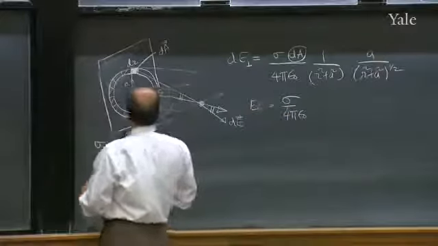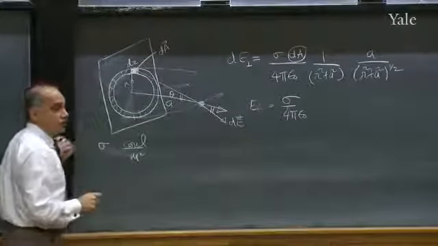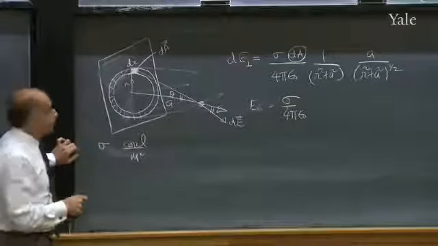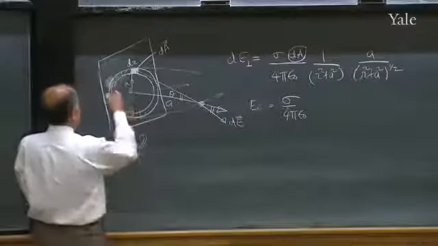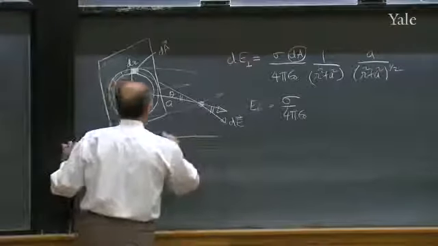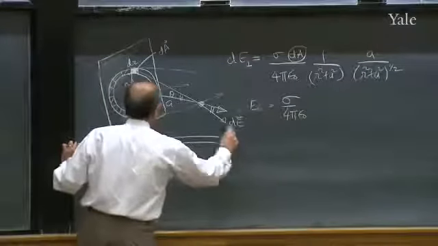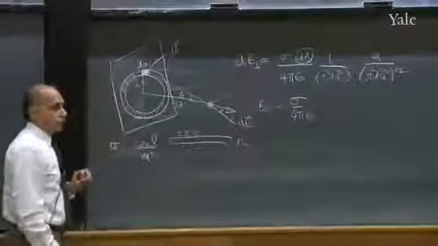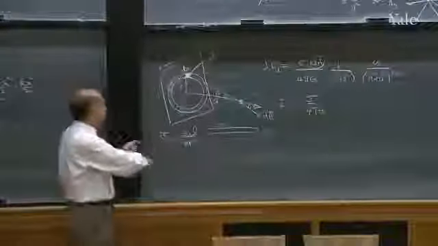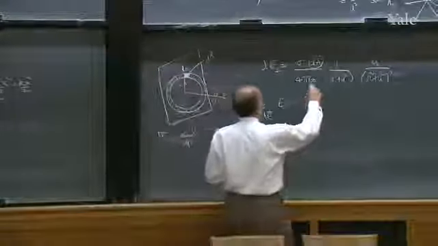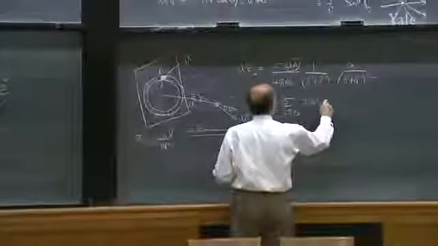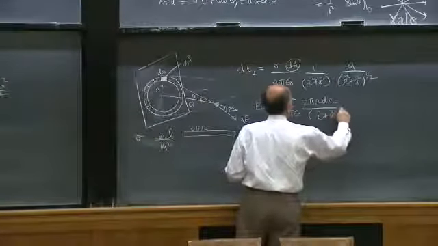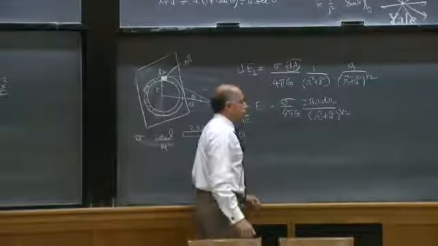Now you've got to ask yourself, what's the area of an annulus of radius r and thickness dr? So take that annulus, take a pair of scissors and cut it and stretch it out like that. It's going to look like this. This is dr and this is 2 pi r. So the area of an annulus is just 2 pi r dr. So the sum of all these areas is 2 pi r dr, and then I've got here r squared plus a squared to the 3 over 2.